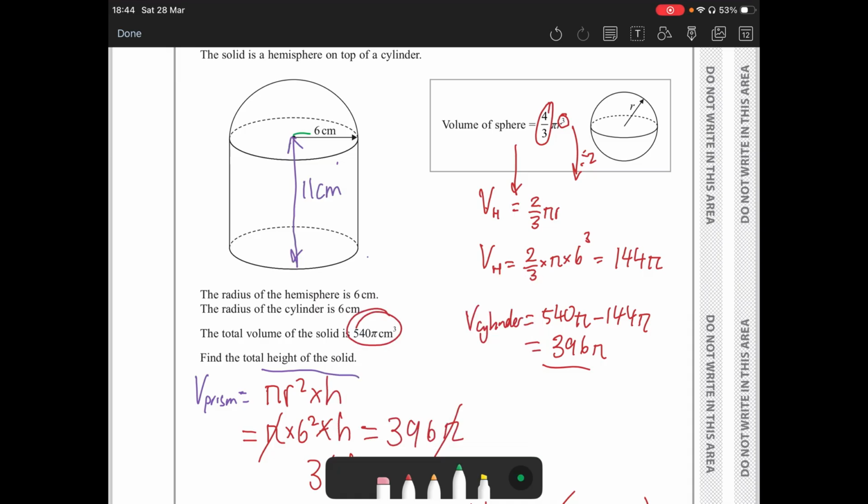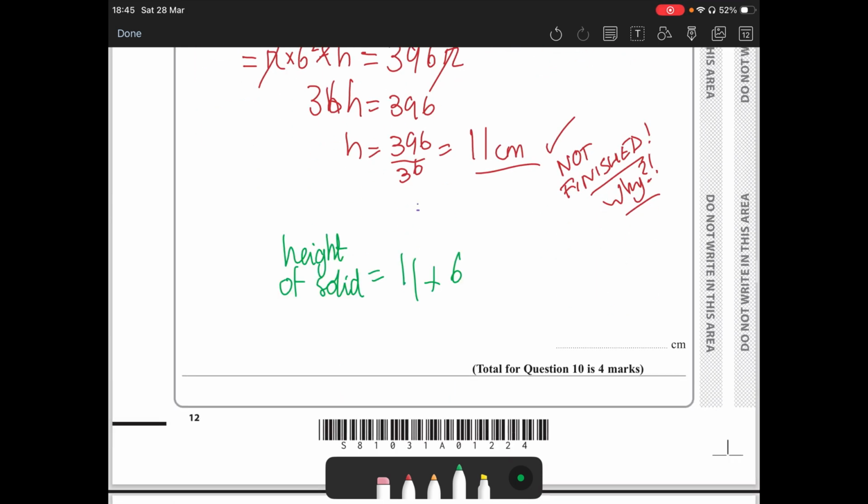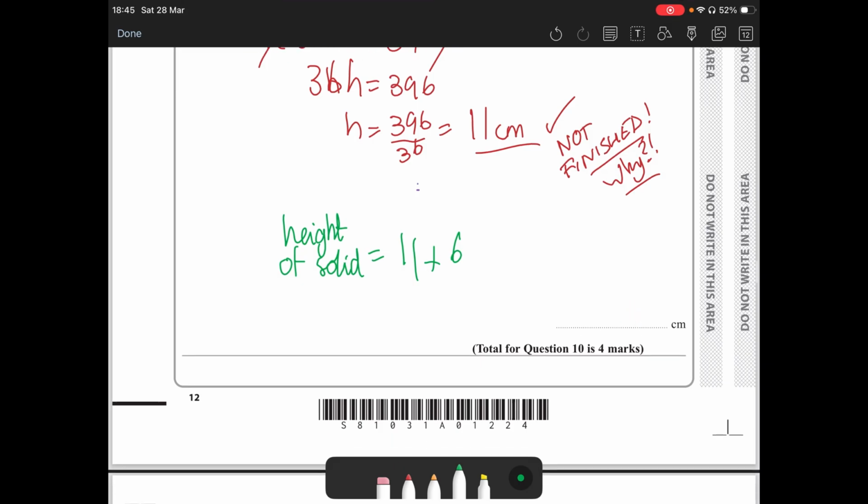Well, look, the radius is 6, so we could actually mark that radius 6 as well. The height of the solid, maybe I should have chosen a different letter for the height of the cylinder, will be your 11, that's the height of the cylinder, plus your 6, which is the radius. So the total height will be 17 centimeters. Well done if you got that.